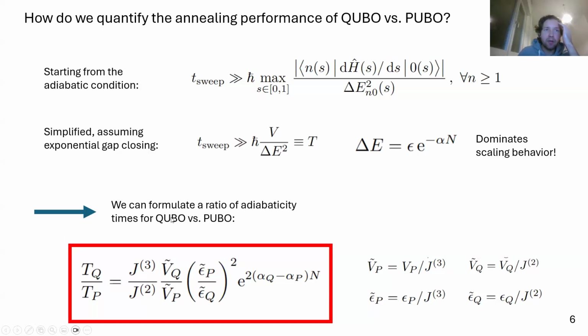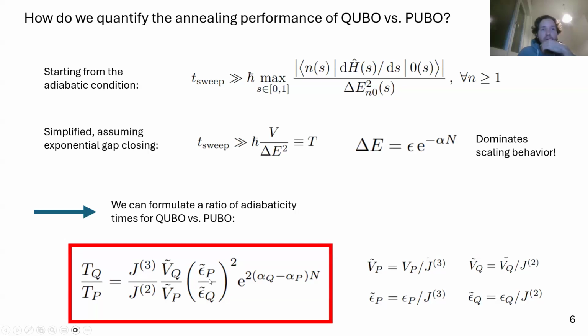So for these hard problems, we can then formulate the ratio of the adiabaticity time or sweep times of the QUBO versus the PUBO formulation like this, where we have the exponential scaling, where we compare the exponential gap closing alpha Q versus the exponential gap closing of the PUBO problem, alpha P. And then in front of this exponential scaling, we have some constants, where we have the energy scale of the three-body interactions, the typical energy scale, versus the energy scale of the two-body interactions. In practice, usually the three-body interactions are much weaker.